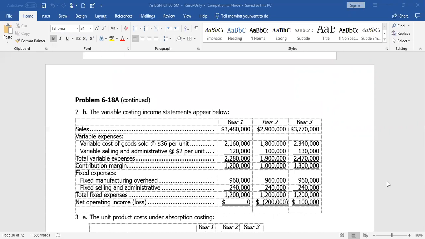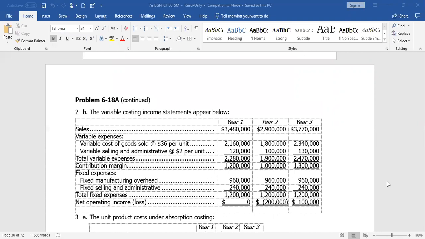Take the number of units sold times the cost per unit, variable cost of goods sold, under variable costing, which is $36 per unit, which we just calculated. And you get 2,160,000 for year 1. You'll do the same thing using the units sold times the $36 for the year 2 and year 3 amounts. You just have to remember how many were sold. Be careful. Not produced, but sold.